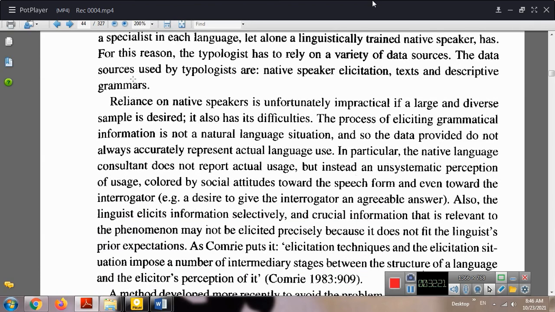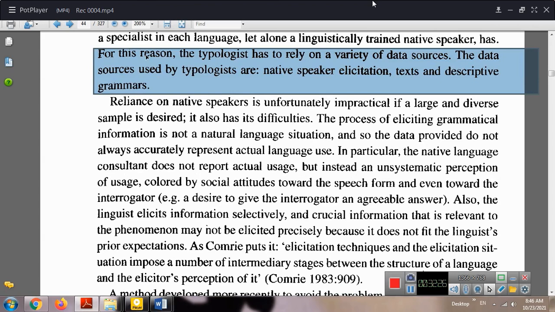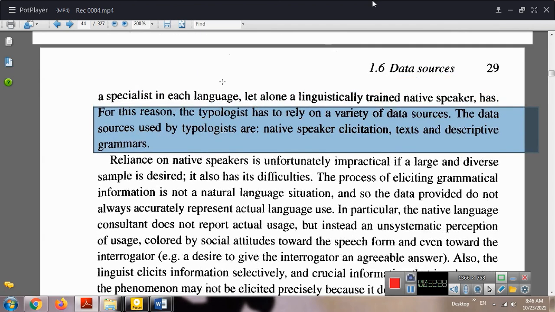For this reason, the typologist, dear student, this is important. For this reason, because the languages are vast and we cannot collect all of them. We have limitation to collect all of the languages to study them. For this reason, the typologist has to rely on a variety of data sources.